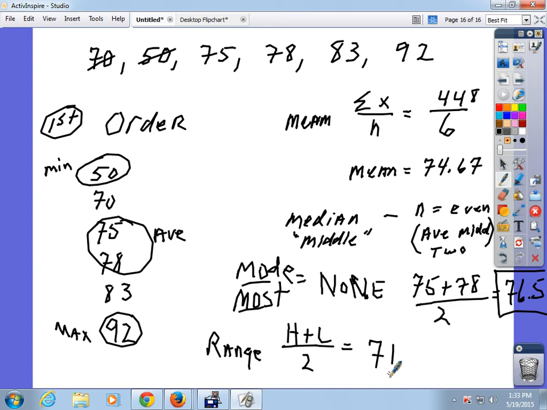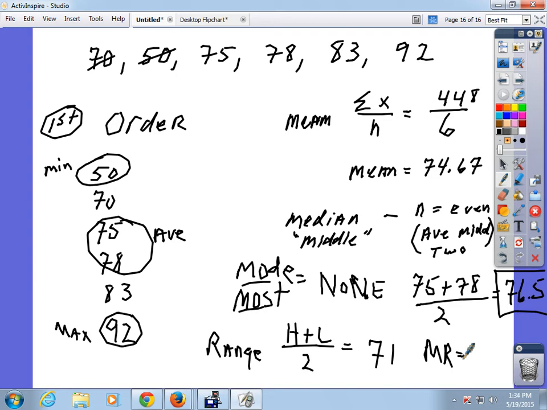Now 71 basically is a midpoint. That's going to come up later with the box plot. Okay, so that's going to come up later. It's important for the box plot. Mid-range, I'm sorry, that's the range. Mid-range is what I'm talking about. The mid-range is the midpoint. And that's that.